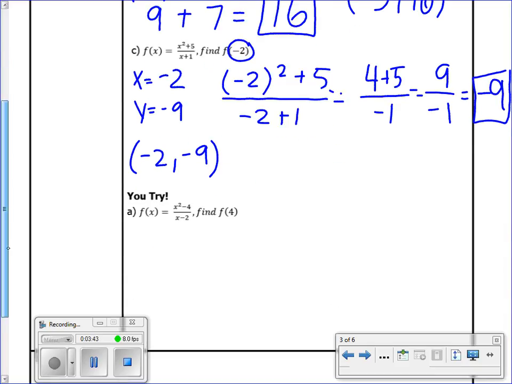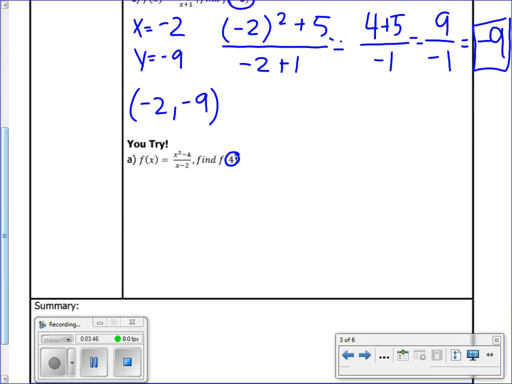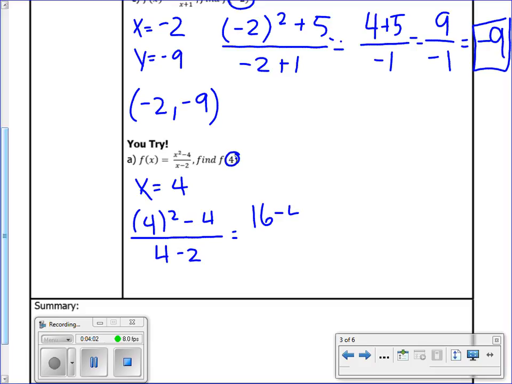For the You-Try, same idea. We circle the number inside the parentheses, which is x equals 4, and we plug that in: 4 squared minus 4, divided by 4 minus 2. Now we simplify. 4 squared is 16, minus 4, divided by 4 minus 2, which is 2. 16 minus 4 is 12. 12 divided by 2 is 6. So your answer is 6. When x is 4 for this function, your y value is 6.